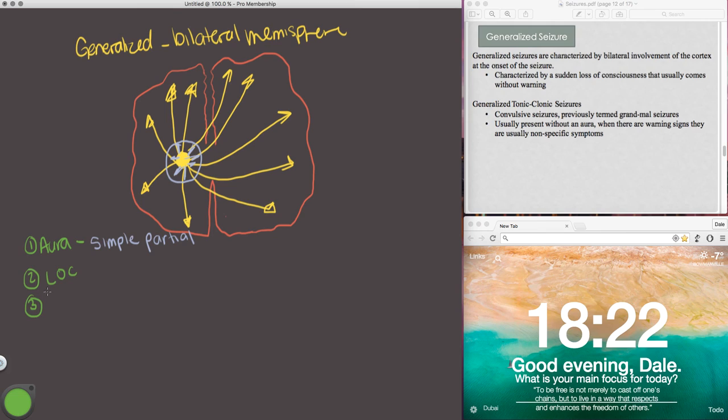Following that, we have the tonic phase. This is where a patient is going to end up having intense muscle tightness. And this is because of basically generalized activation of the neurons.